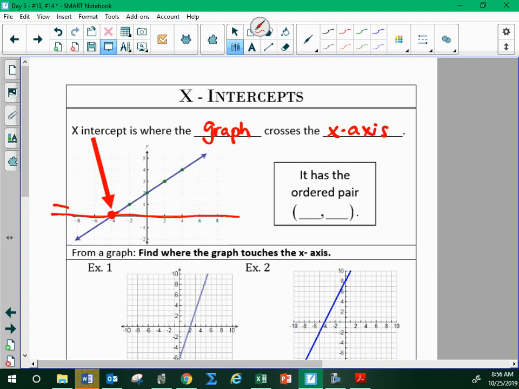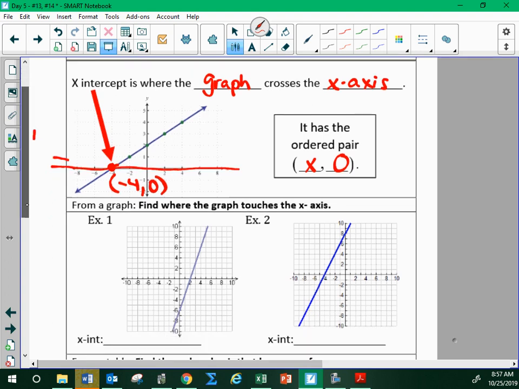Now for this particular graph, what is my x value there? -4. Good. So for this particular example, our x-intercept is (-4, 0). In general, the ordered pair is going to be whatever our x value is, but my y value is always going to be 0. Because if it's where it crosses the x-axis, on our x-axis, y equals 0. All the way along here, y is 0. We haven't gone up or down. So we're going to identify our x-intercept starting off from our graph.